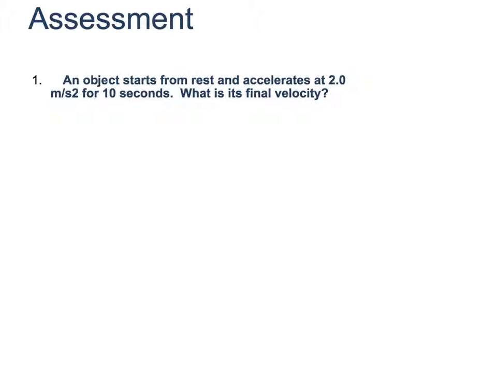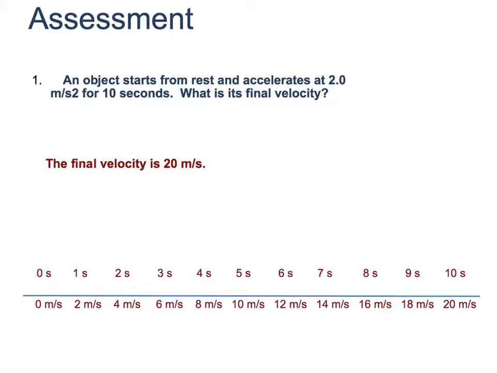An object starts from rest and accelerates at 2 meters per second squared for 10 seconds. What is the final velocity? Final velocity is going to be 20 meters per second. If you look at this, if it goes 2 meters per second for 10 seconds, so we went all the way up to 10 seconds, so 0, 2, 4, 6, 8, 10, 12, 14, 16, 18, 20.